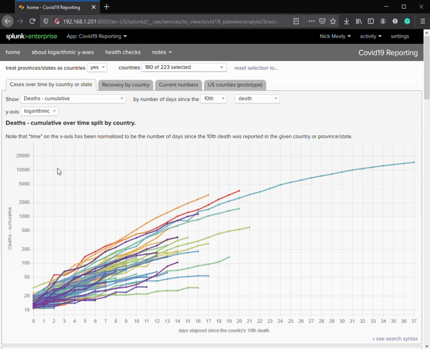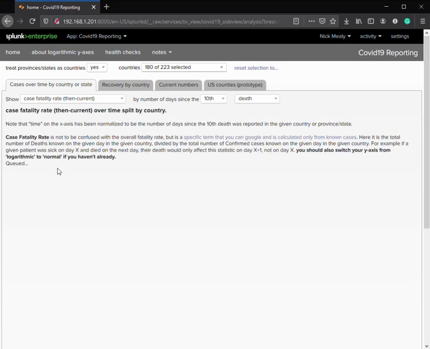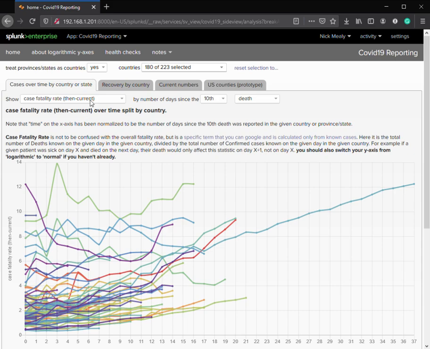There's lots of stuff you can chart in here. There's another data set from a different website that does US testing data. I don't know, the Johns Hopkins data is far more useful. This, however, is case fatality rate, which is a very simple statistic. It is what it is.